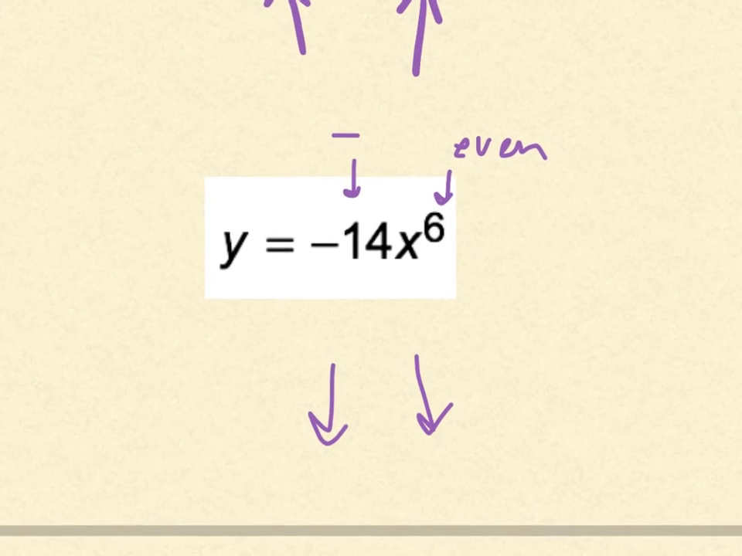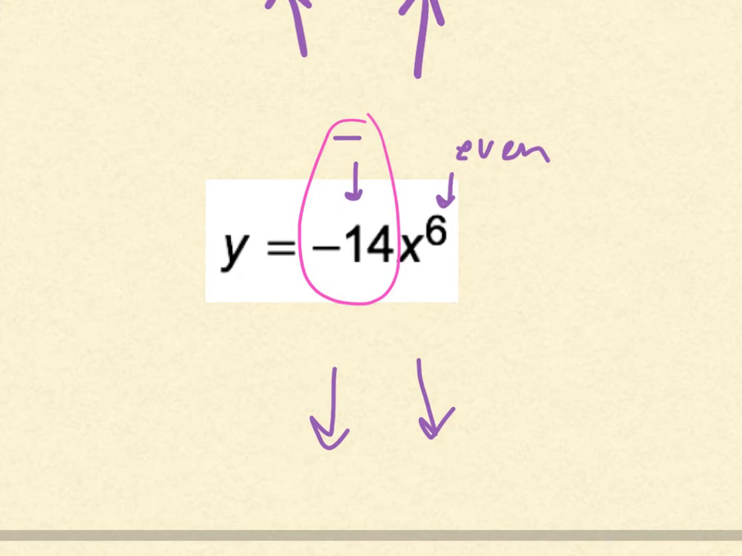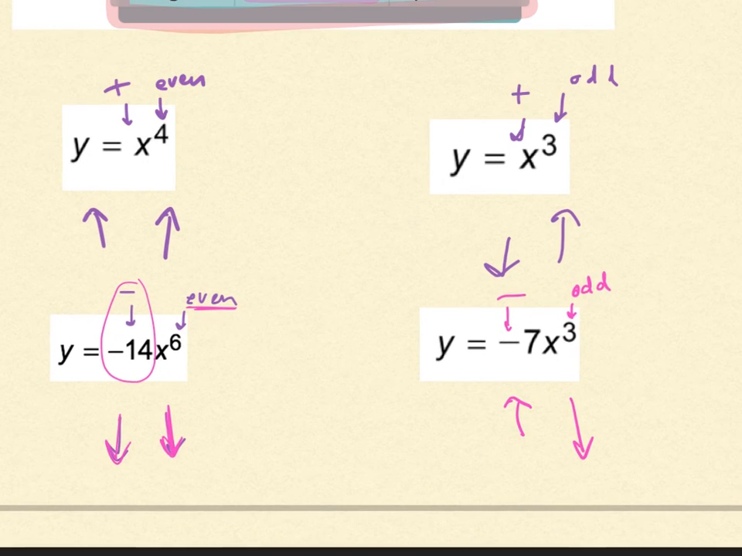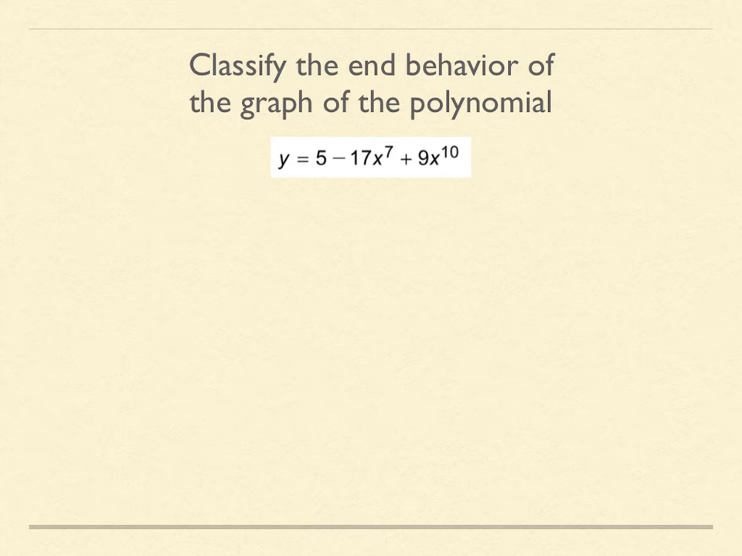This one here? Yeah. The 14's negative, so the right arrow goes down. It's even, so they go in the same direction. So if the right one's down, the left one's down too. Any other questions on these? All right, let's go to the next slide.